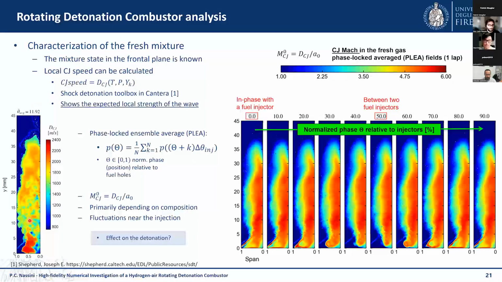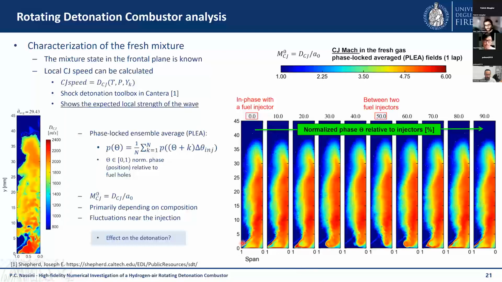And then we calculate these time-varying maps, which again we can post-process with phase-locked ensemble average, in this case in terms of CJ Mach number in the fresh gas, and this is what you see here on the right. We have again the same behavior as the hydrogen mass fraction in these maps, because the CJ speed mostly depends on the composition of the mixture.